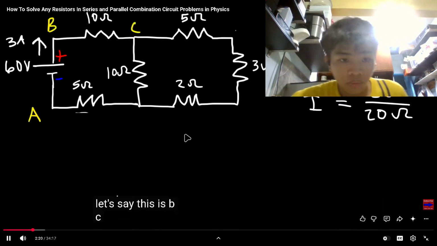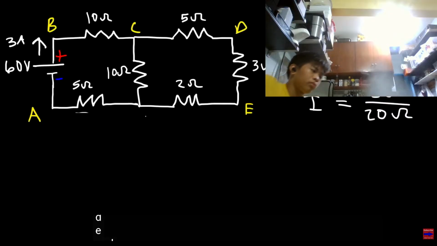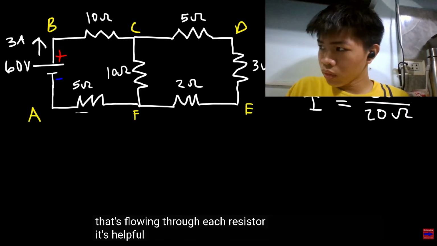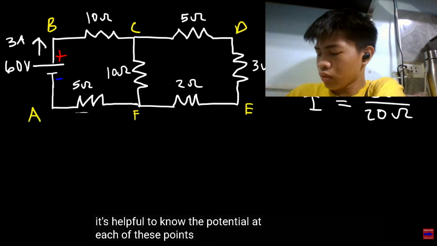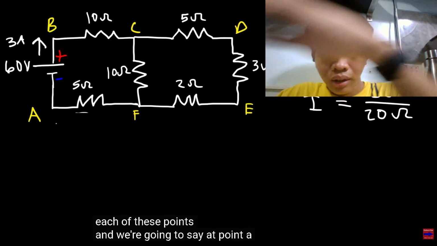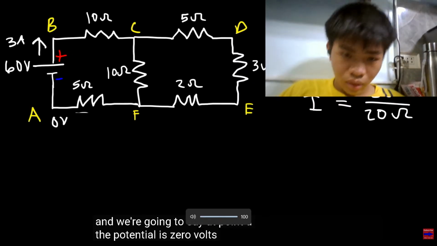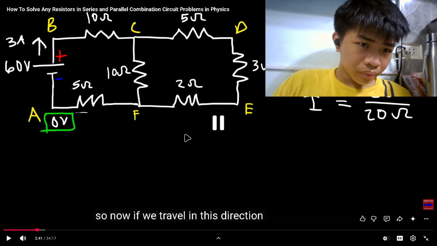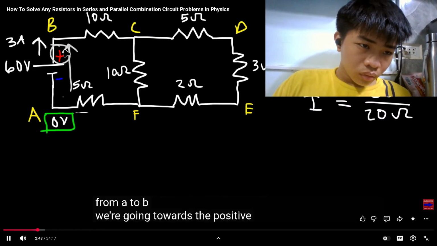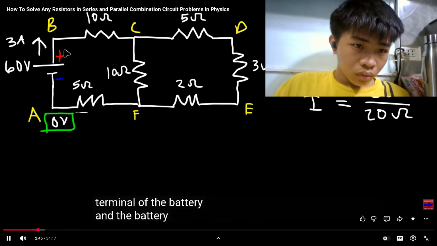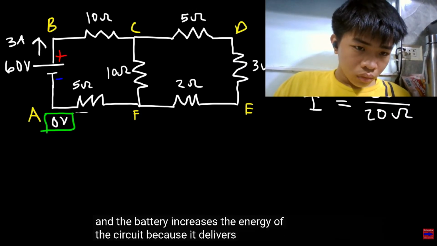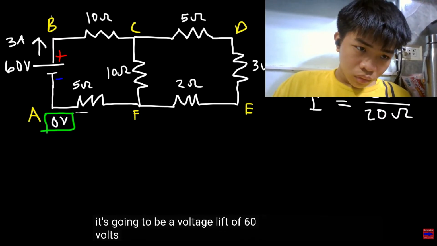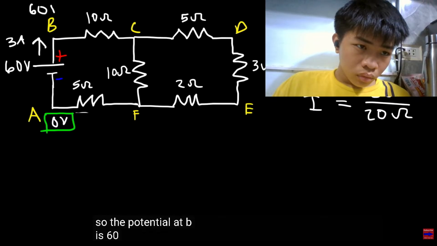This is B, C, D, E, and F. Now, in order to calculate the current that's flowing through each resistor, it's helpful to know the potential at each of these points. And we're going to say at point A, the potential is 0 volts. So now, if we travel in this direction from A to B, we're going towards the positive terminal of the battery. And the battery increases the energy of the circuit because it delivers power to the circuit. So as we go from A to B, it's going to be a voltage lift of 60 volts. So the potential at B is 60 volts.